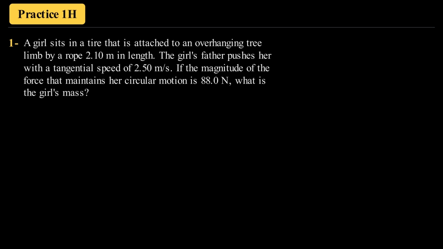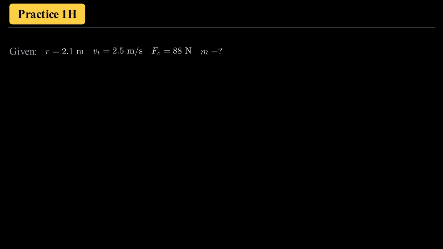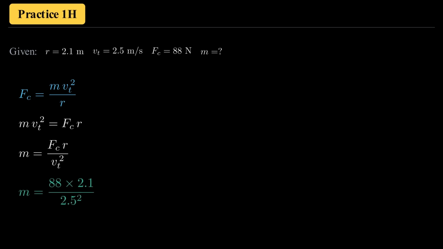So we're going to use the same equation. You know how to rearrange that. So mass is going to be Fc multiplied by radius divided by Vt squared. Just apply the numbers you have. That is 88 times 2.1 divided by 2.5 squared. That is going to be 29.57 kilogram.